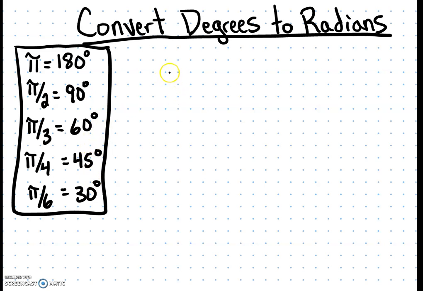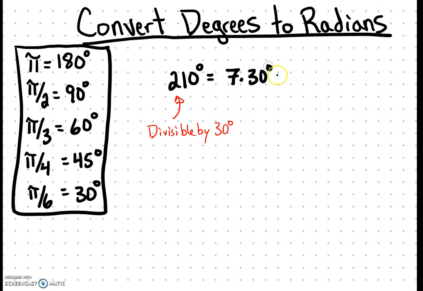For example, if I ask you to convert 210 degrees into radians, if we look at these 30, 45, 60, 90, 180, hopefully it's obvious to you that 210 is divisible by 30. And if I take it and convert this into radians, it's going to be 7 times 30 degrees, or 7 times pi over 6. We usually just write that 7 pi over 6.